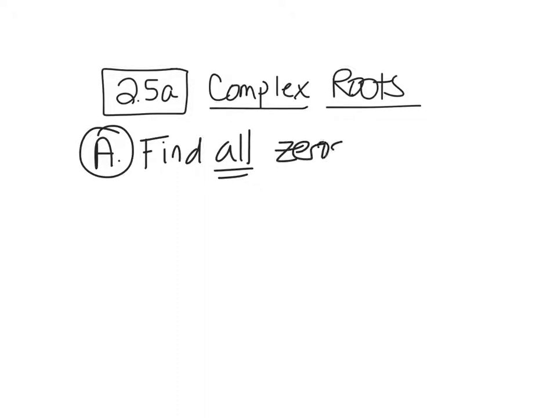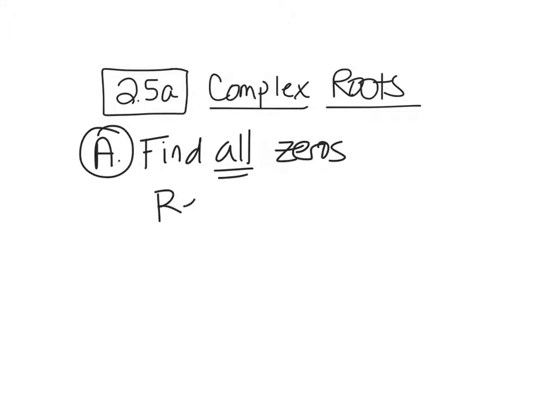So far, we mostly have found rational zeros. There were a couple irrational zeros that we found, like root 2, negative root 2. But we're going to find them all, including the complex ones. Now, here's how you find zeros. There's a lot of ways to find zeros.